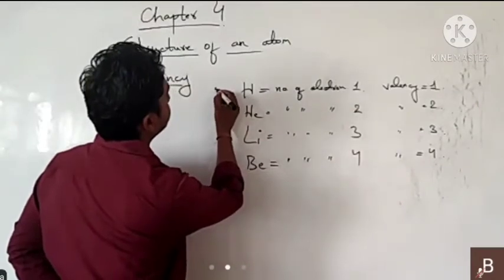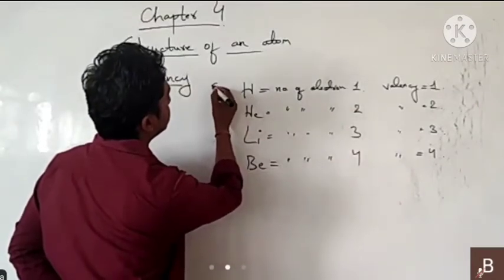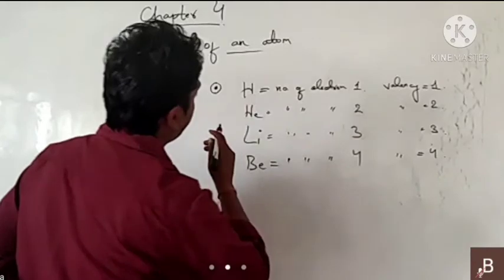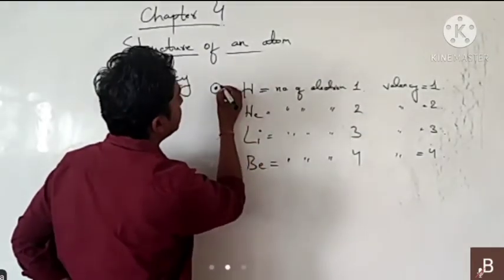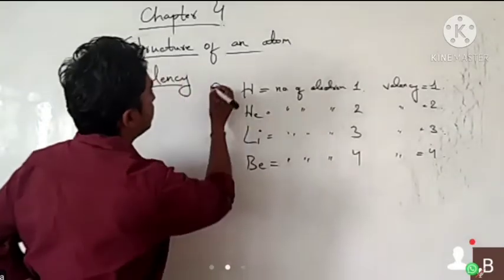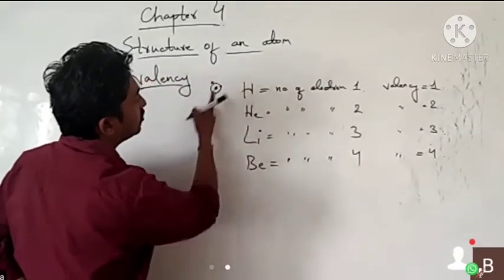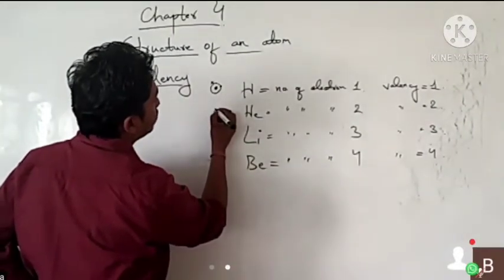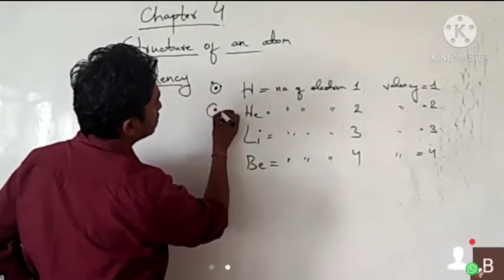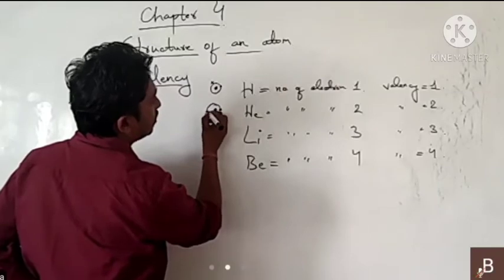Okay, this is a nucleus and this is the shell, that means the K cell. Okay, and only one electron is in the K cell. So we can write 1. Similarly, helium has 2. This is the nucleus, 1 and 2 at the outermost shell, so we can write 2.